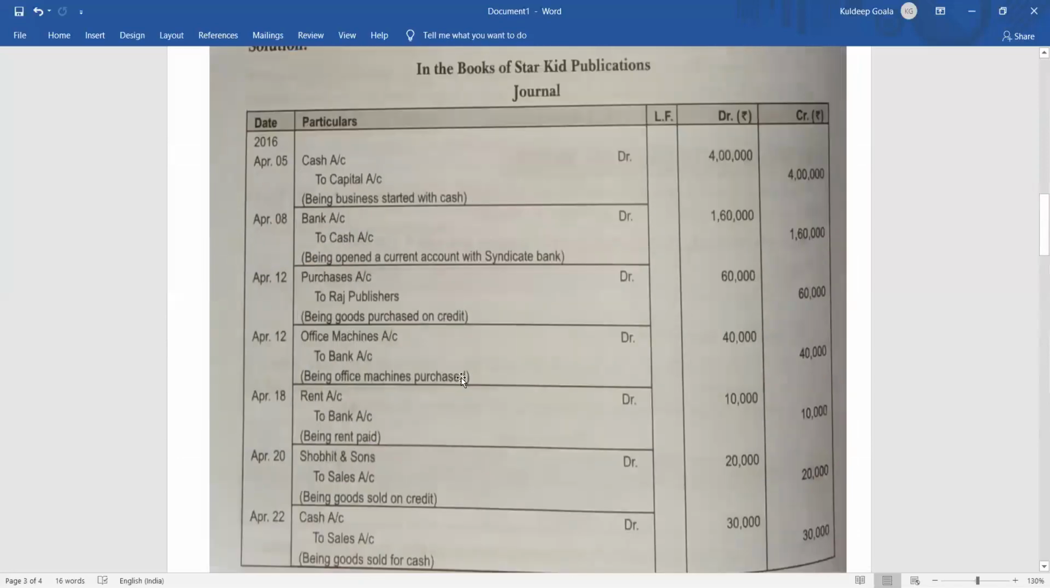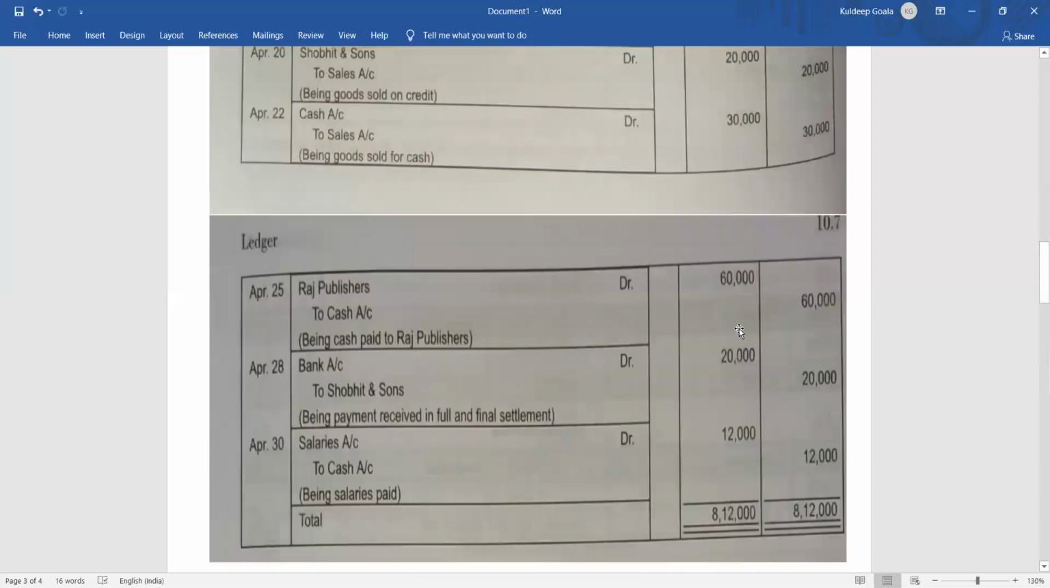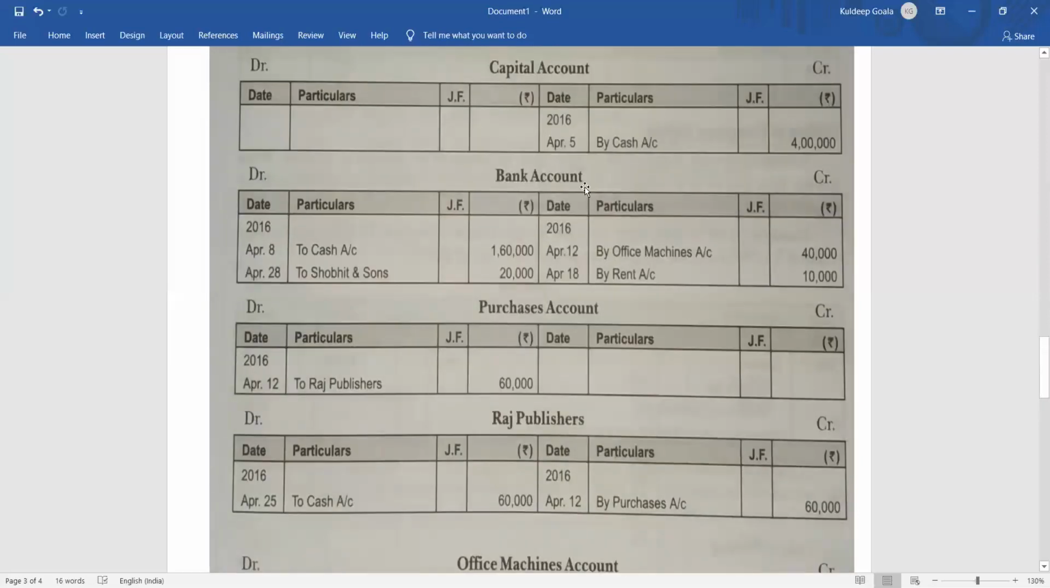What is the next item? The bank, isn't it? The bank is credited by 40,000. So go in the credit side of bank. We have already prepared the bank account. Go in the credit side and write down the debit item. What will you write? Buy office machine 40,000, isn't it? Office machine was in the debit. We credited the bank, so go in the credit side of bank and write the debit item, by office machine account 40,000. Clear?